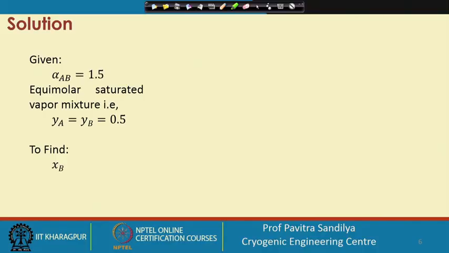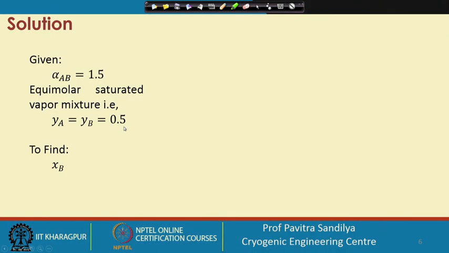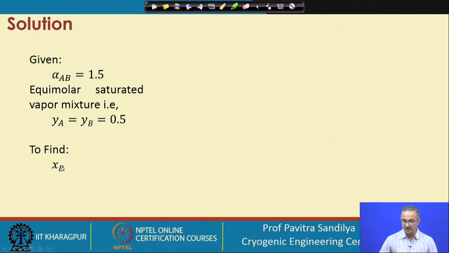So let us go to the solution. We find that alpha AB is given as 1.5, and because it is an equimolar mixture of A and B in the vapor phase, the mole fractions of A and B are each 0.5, because the summation of the mole fractions is always unity. We have to figure out the value of the mole fraction of B in the liquid phase.